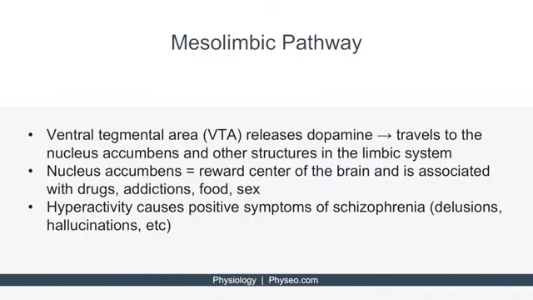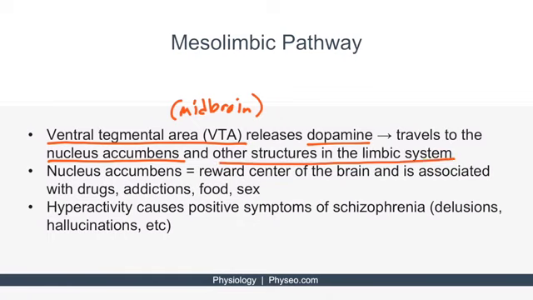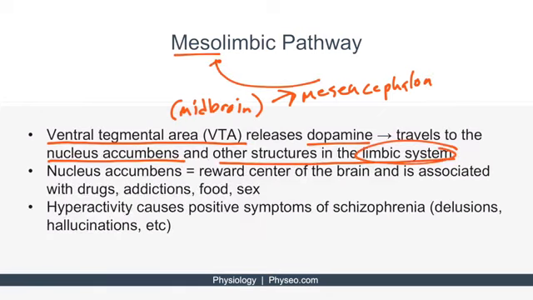So now let's talk about the mesolimbic pathway. In the mesolimbic pathway, the ventral tegmental area, which is in the midbrain, releases dopamine. The dopamine then travels to the nucleus accumbens, which is a part of the limbic system, and it also travels to other structures within the limbic system. It can be easy to remember what the mesolimbic pathway is when we remember that the midbrain is also called the mesencephalon, as in meso in mesolimbic. And since we're dealing with the limbic system, we get the term limbic in mesolimbic pathway.